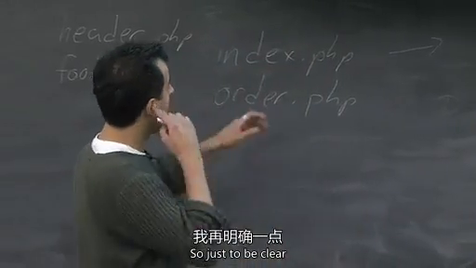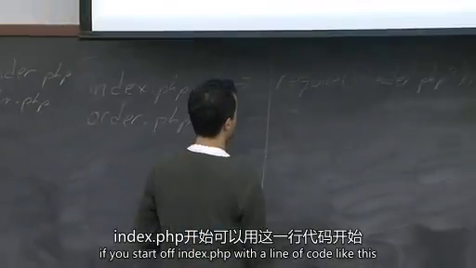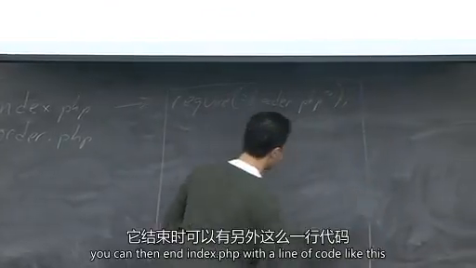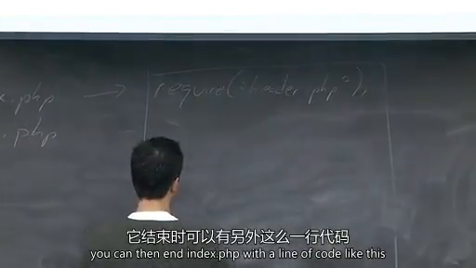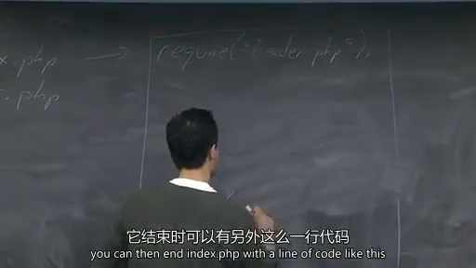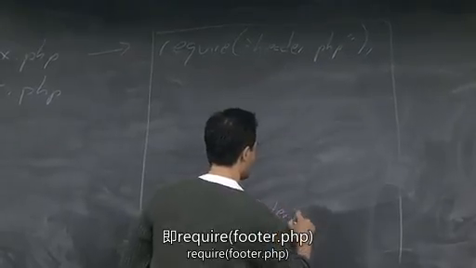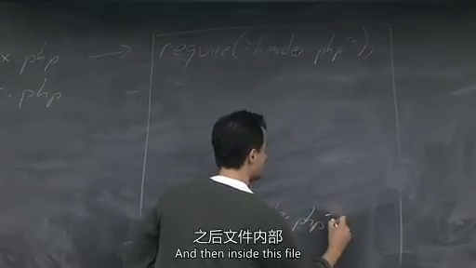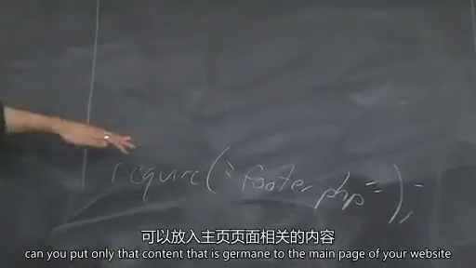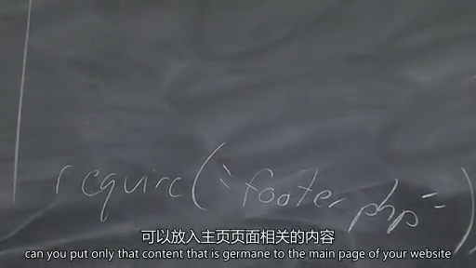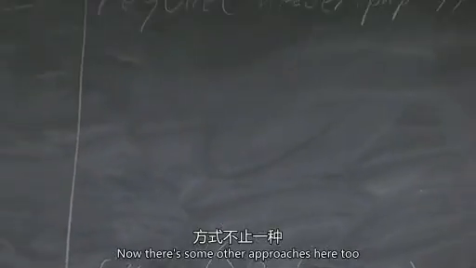So just to be clear, if you start off index.php with a line of code like this, you can then end index.php with a line of code like this, require footer.php. And then inside this file, you can put only that content that is germane to the main page of your website. Now, there's some other approaches here, too.